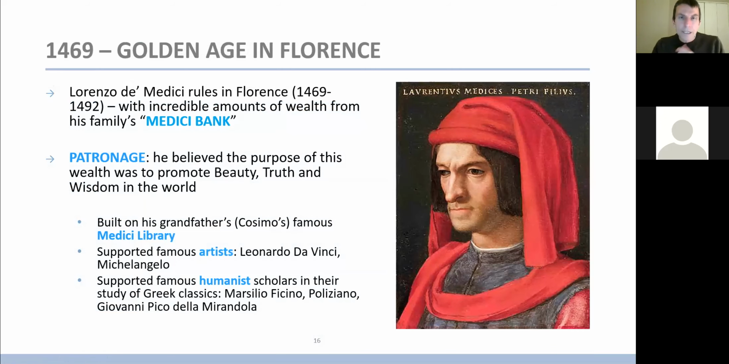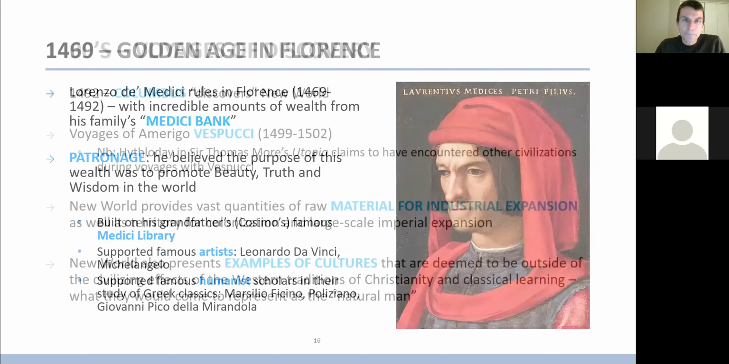So the next issue I want to mention here is the Golden Age in Florence. Lorenzo de' Medici believed in using his incredible wealth, the family wealth accumulated from their Medici bank, in patronage. So he spent enormous sums on trying to promote beauty, truth, wisdom in the world. He built and expanded his grandfather's Medici library, supported the famous artists that we all hear about of the Renaissance, and supported those humanist scholars that I mentioned who went and uncovered those Greek classics.